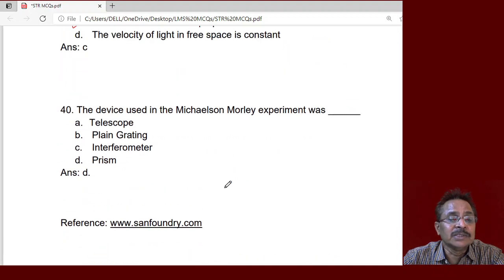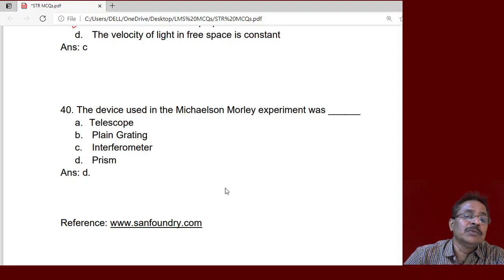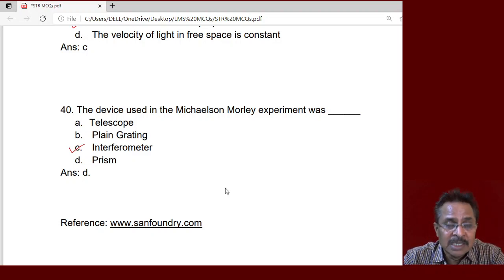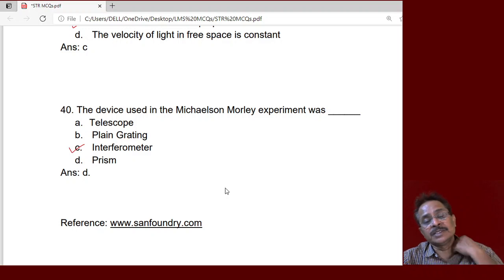Now the last question, question number 40. The device used in the Michelson-Morley experiment was neither a telescope, nor a plane grating, nor a prism. It was an interferometer, called the Michelson interferometer. You might have seen its design, construction and working: the Michelson-Morley interferometer, which was used to find out the existence of ether. Therefore the answer to question 40 is C.